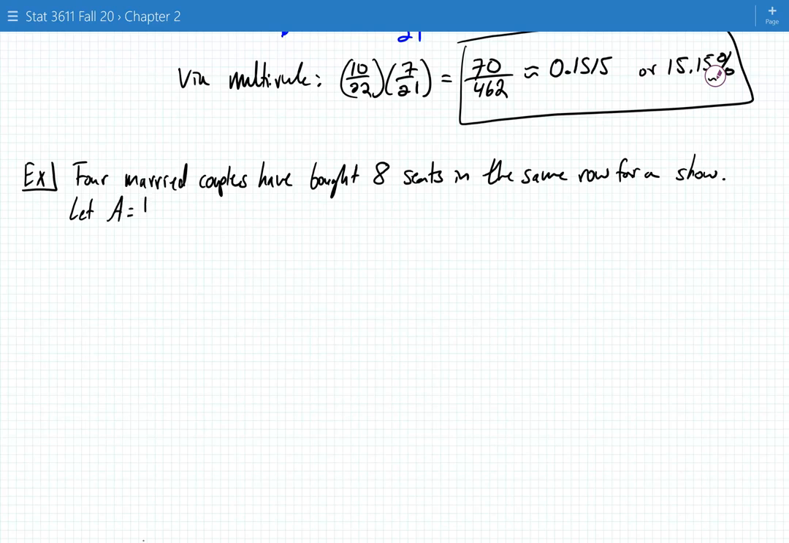Let A be the event that each couple sits together. A is the event that each couple sits together. Find the probability of A.